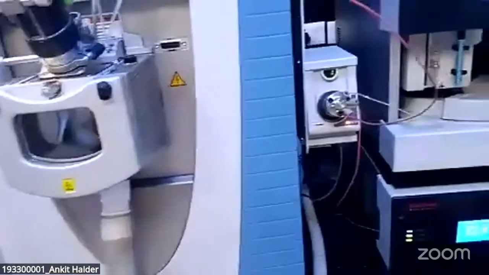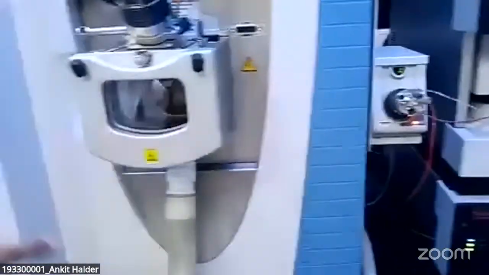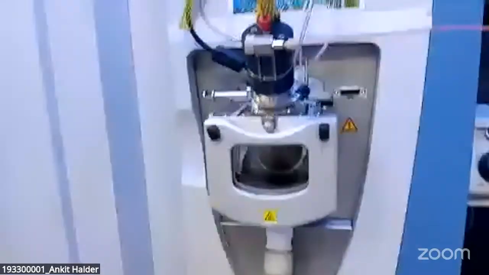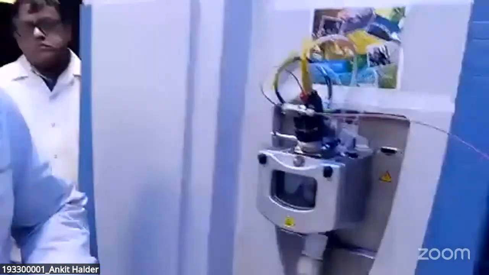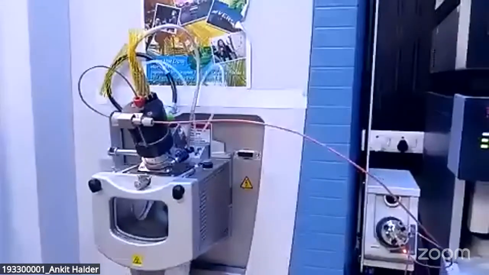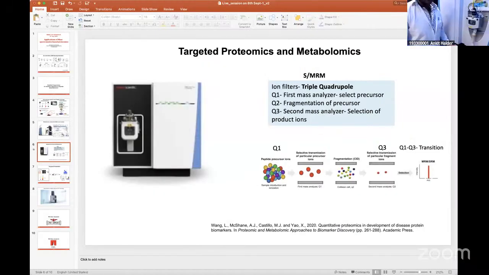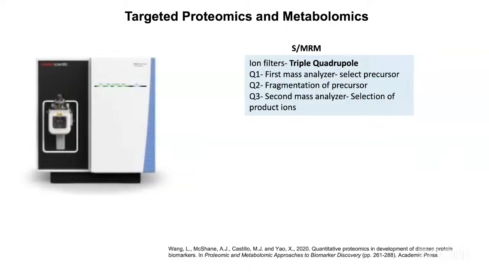So with the ESI, this entire thing is called the HESI-2 probe. Amit, I think, is going into more details than the time we have. So okay, thanks for this demo. I think we should move on to the next concept, which will be the targeted approaches for looking at the proteins and metabolites.